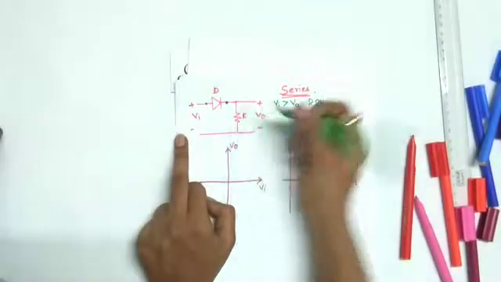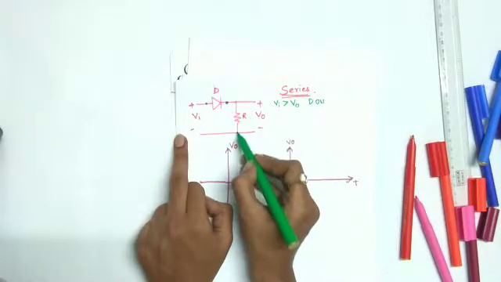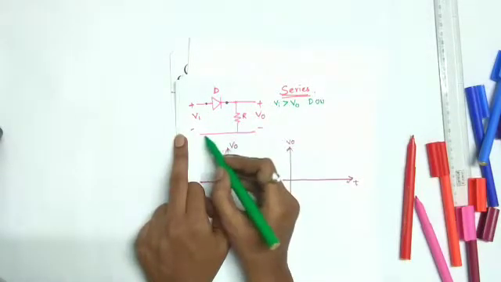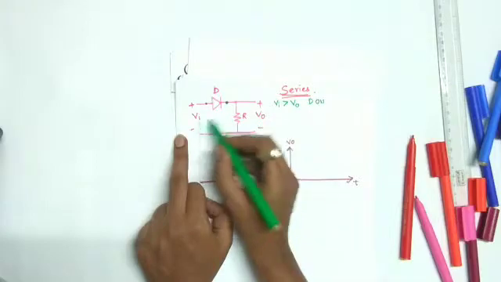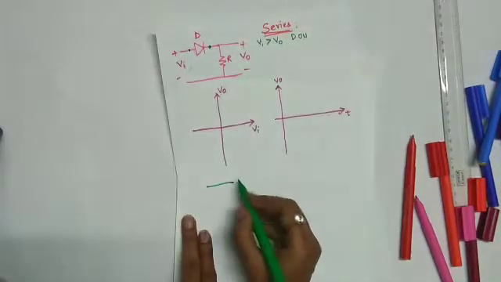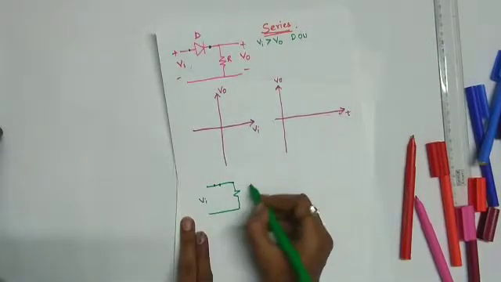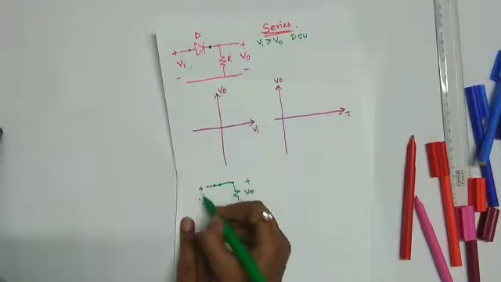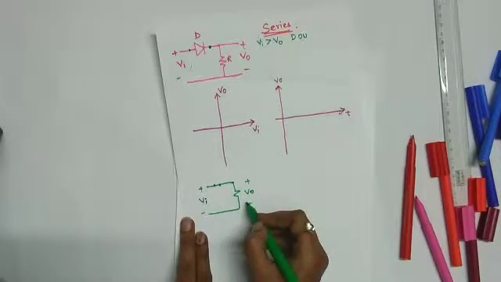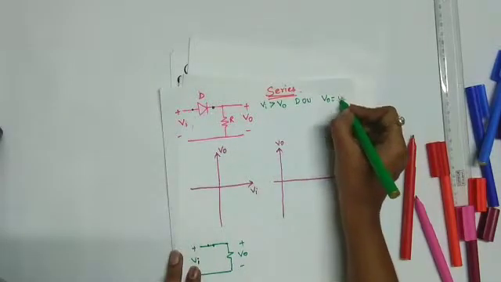If the diode is on, the circuit will be completed like this, and V0 will be following VI, because the circuit will be like this. Because this diode is closed, here I am applying VI, and here I am taking V0. So V0 will be following VI. So V0 will be equal to VI.